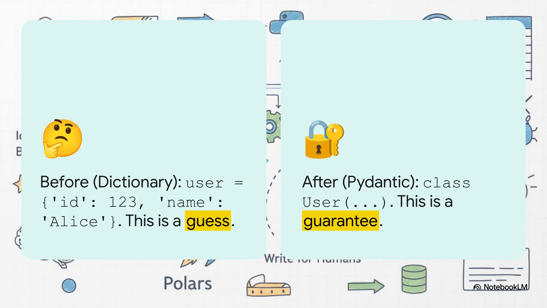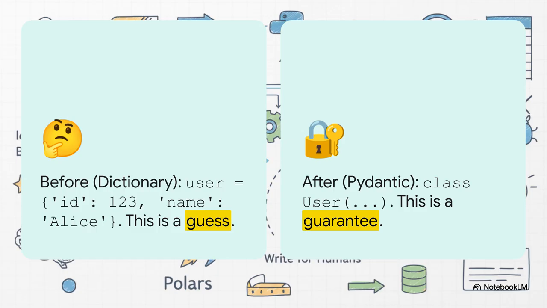And this comparison just illustrates it perfectly. On the left, with the dictionary, you're just hoping the data is right. You're guessing. Is the ID always a number? Is there always a name? Who knows? But on the right, with the Pydantic class, it's a contract. It's a guarantee. You've declared ID must be an integer and name must be a string.